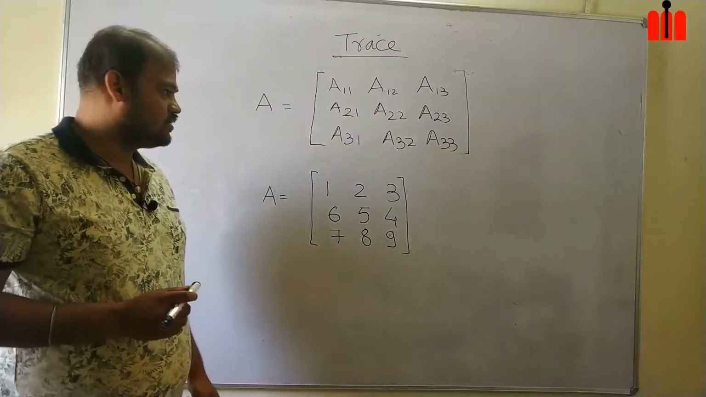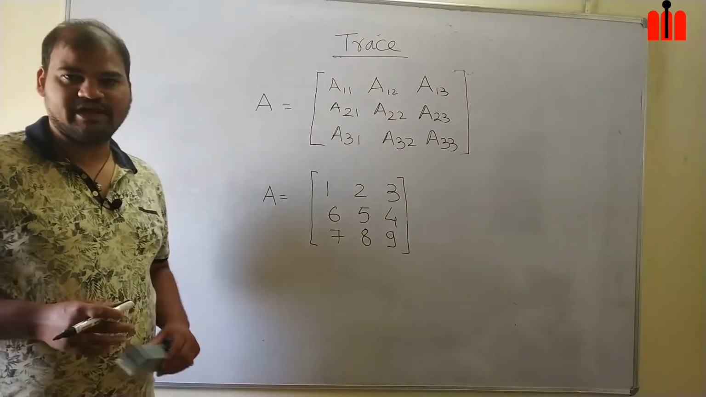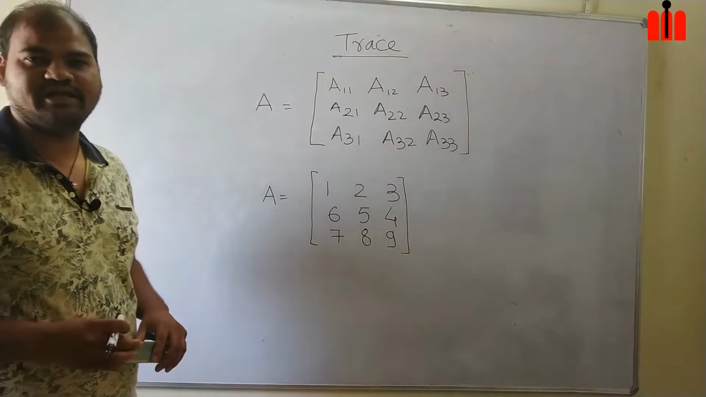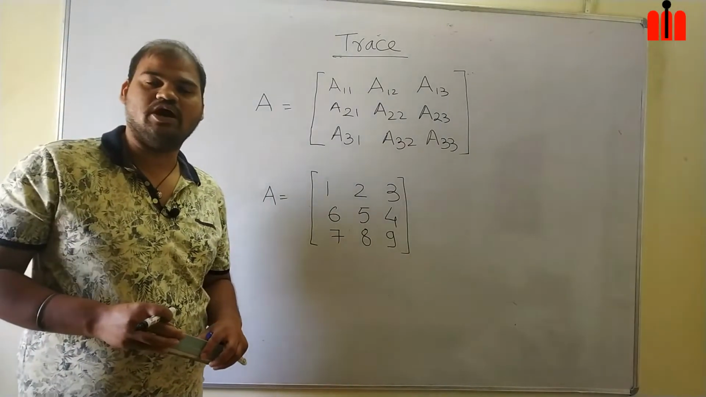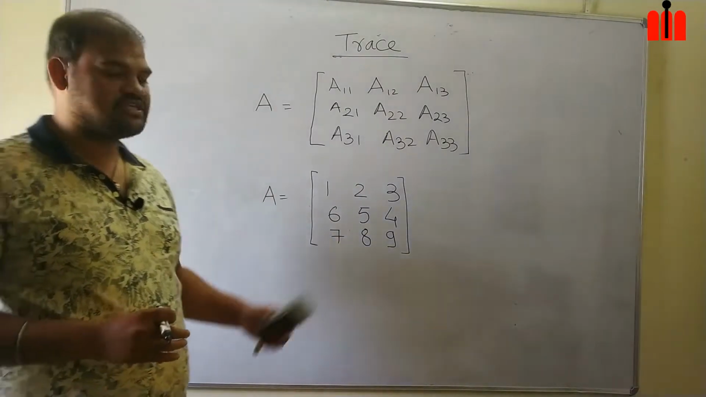So see here, I have taken a 3 by 3 matrix. This I had already explained in the basics class, how to see the order and all. So the order of this matrix is 3 by 3.